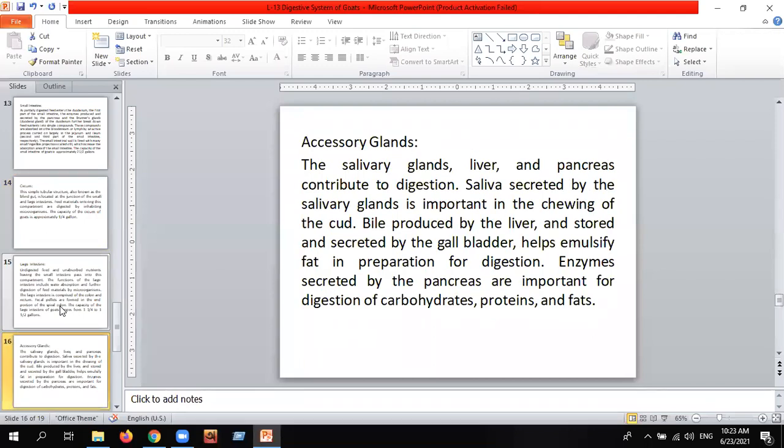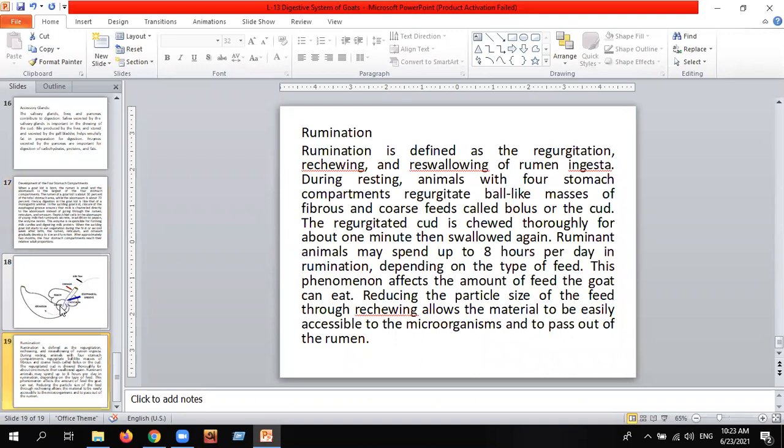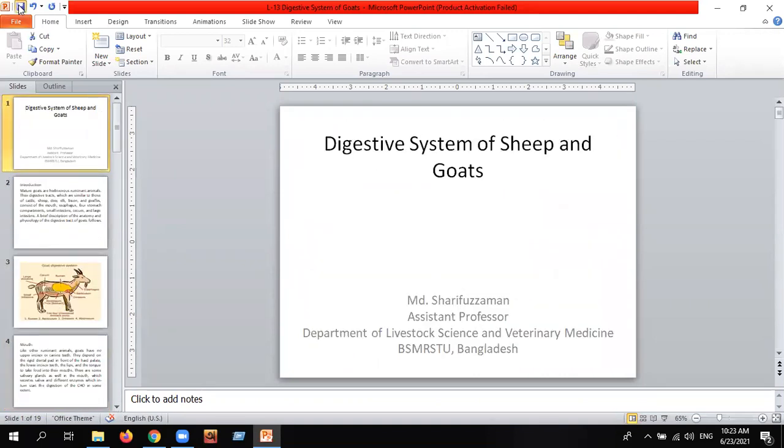What are the accessory glands related to digestion? This question could come. Development of the forestomach is an important question as a short question: how the forestomach is developed in ruminants. Rumination you need to know anyway, so nothing specific. Another question that could come is why ruminants can digest fibrous feed material.